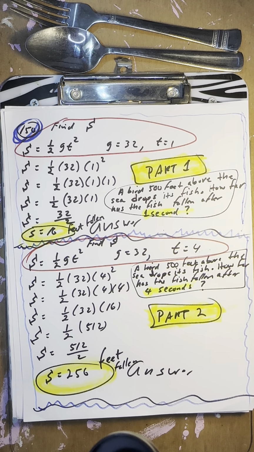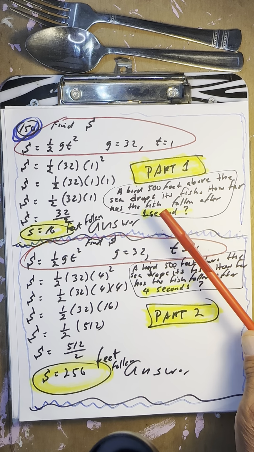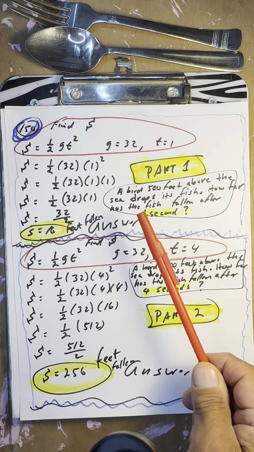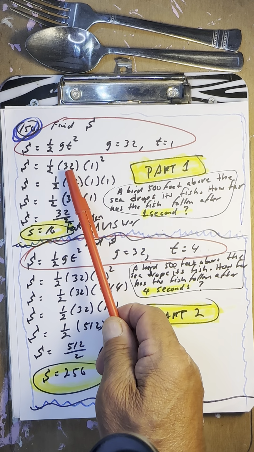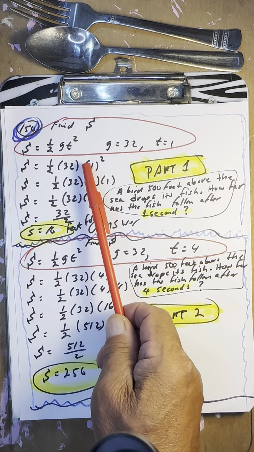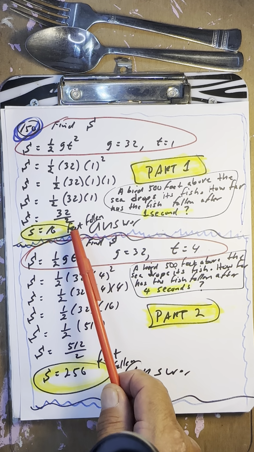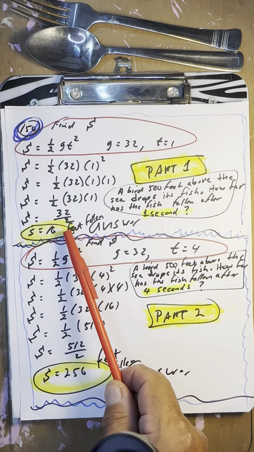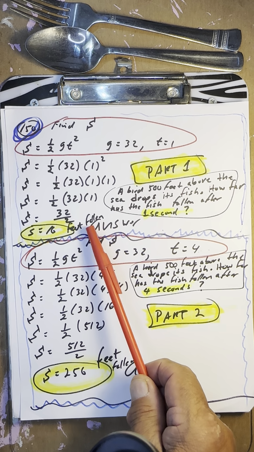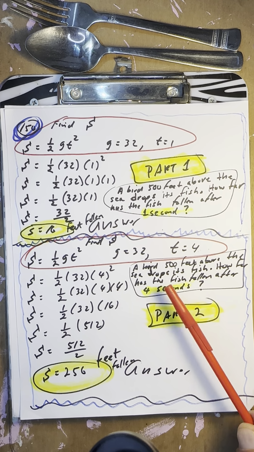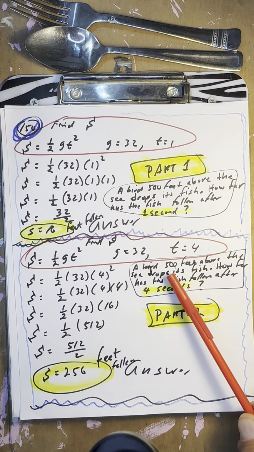This one. A bird 500 feet above the sea drops his fish. How far has the fish fallen after 1 second? So 1 second later, what happens? It's up in the sky, so we're at 500 feet. So 1 second, 1 squared is 1. 1 times 32, 32 over 2 is 16. So in 1 second, the fish has fallen how many? 16 feet. Falling down.